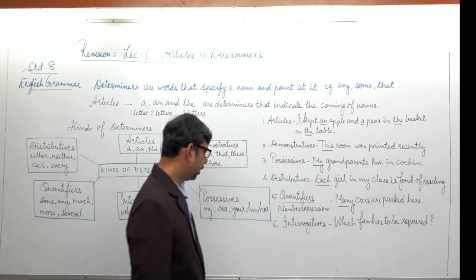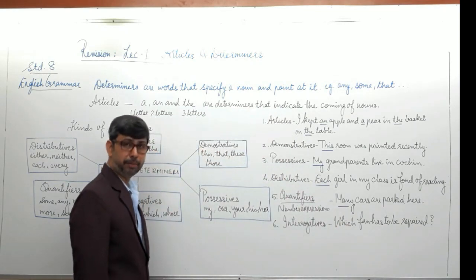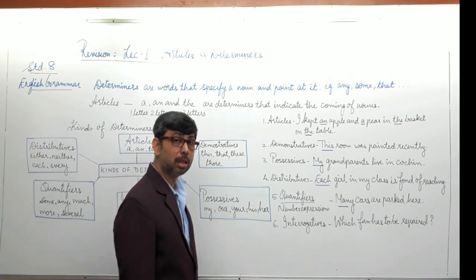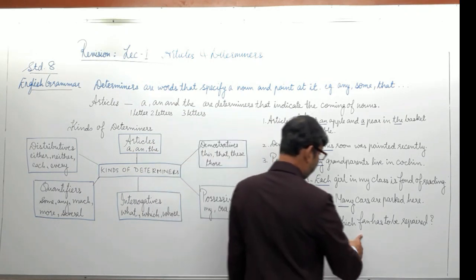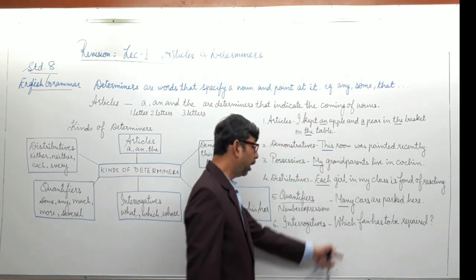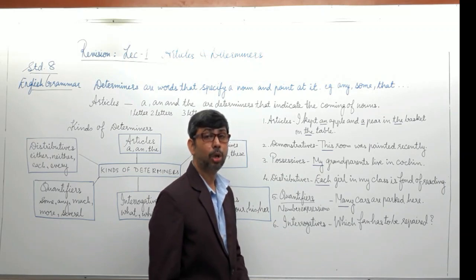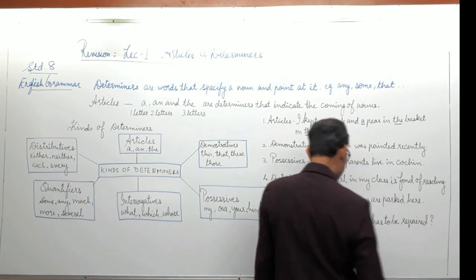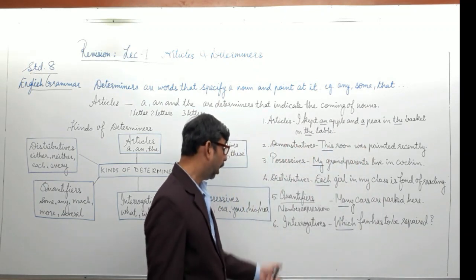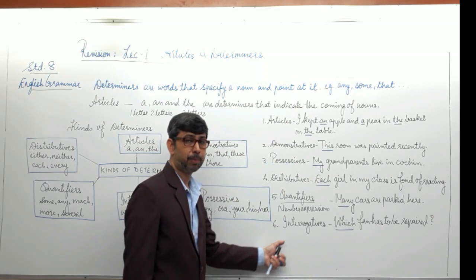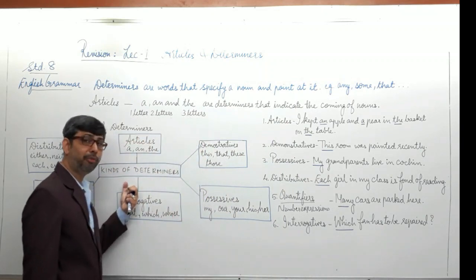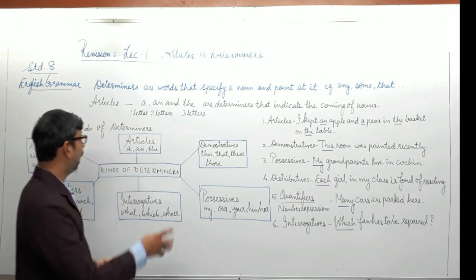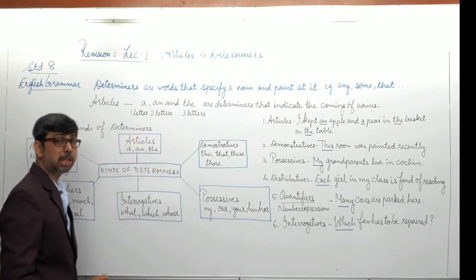The last determiner example, interrogatives. As we just understood, interrogatives are question asking words. Which fan has to be repaired? The word which has been used in the sentence to ask a question to find out which fan is to be repaired. Therefore, which plays the role of an interrogative in the sentence, and finally you can say it is a kind of determiner. So I hope the understanding of determiners along with our main topic articles is now quite clear.